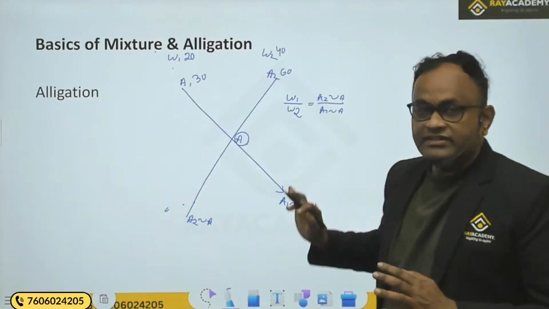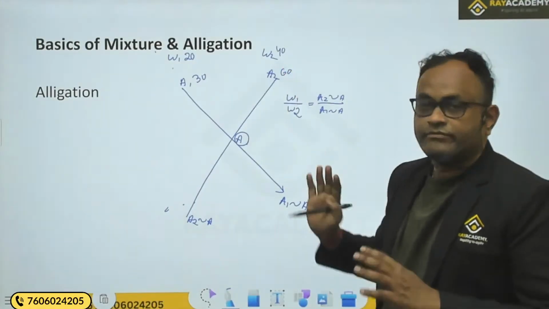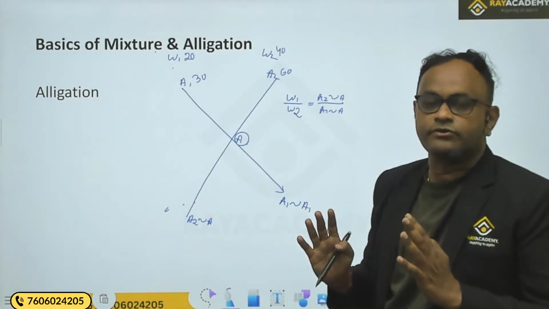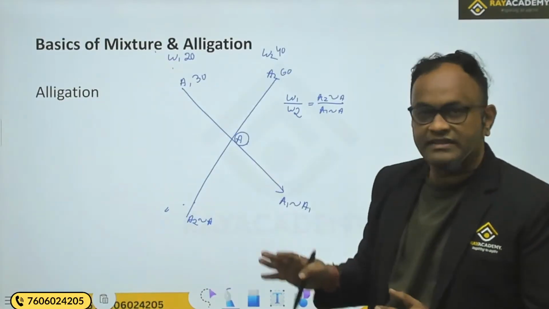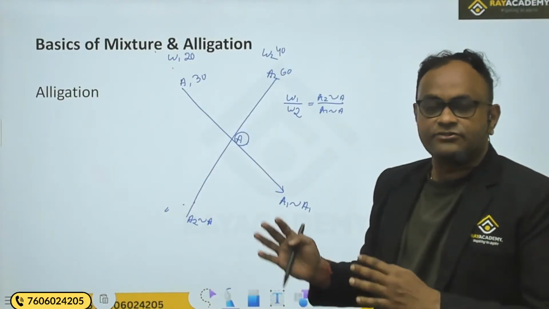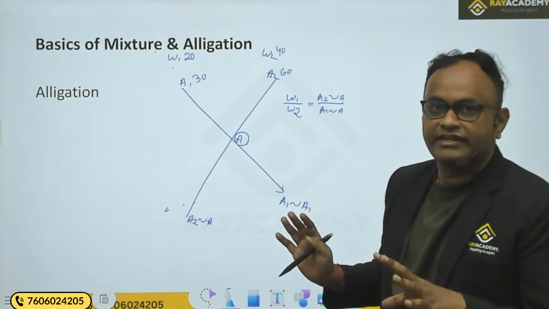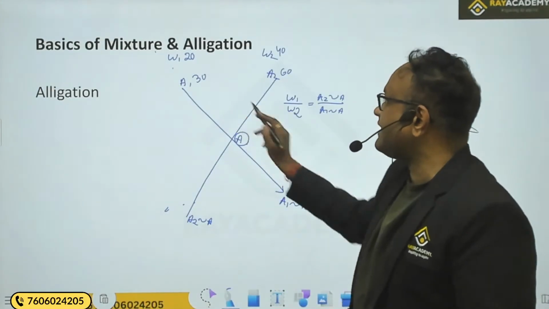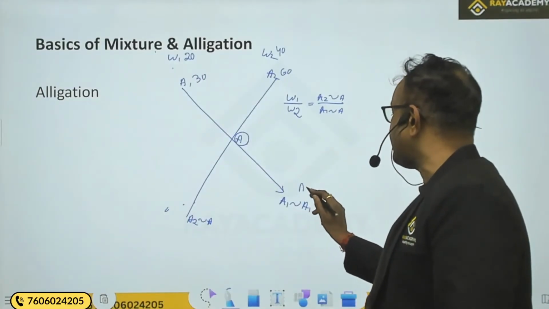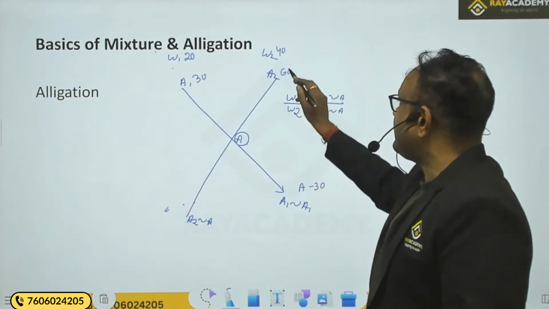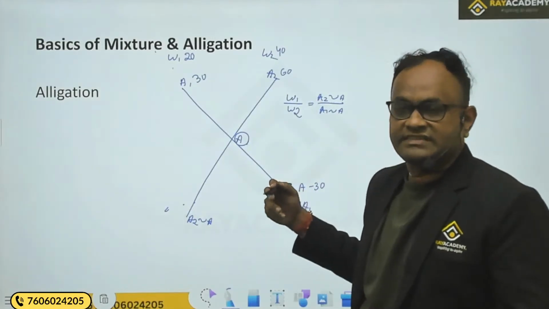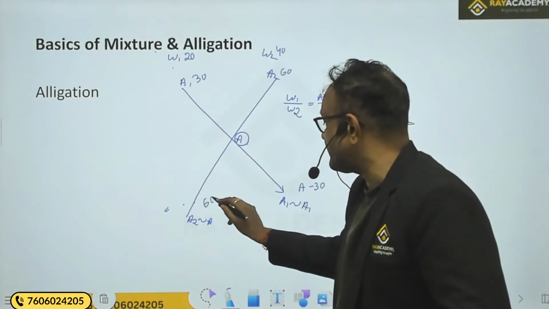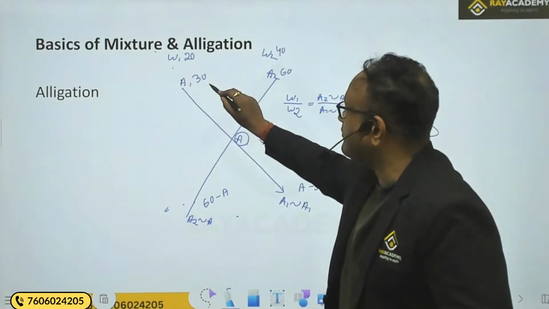The average will be in between 30 and 60. So the average should be more than 30 and less than 60, because any value in between 30 and 60 will lie between them. Now what can you write? The difference of A and 30 is A minus 30. The difference of A and 60, at the bottom, is 60 minus A. So you have all the figures.